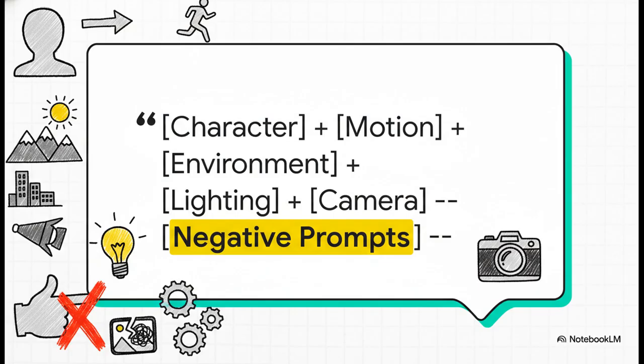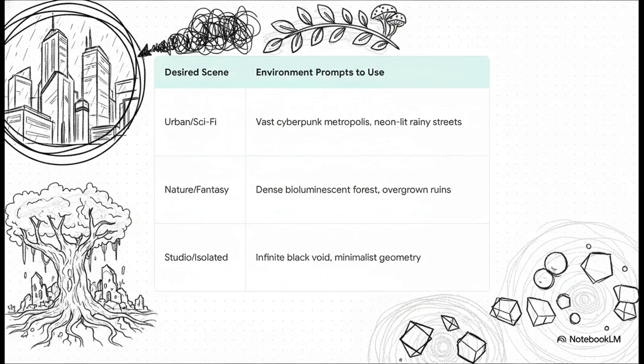This is our toolkit. So let's break down one of those modules, environment. Just look at the examples here. The difference is all in the details. You don't just say city, you say vast cyberpunk metropolis, neon-lit rainy streets. You're not just asking for a forest, you are demanding a dense, bioluminescent forest with overgrown ancient ruins. You see how those keywords paint such a vivid picture? That's what we're aiming for every time.